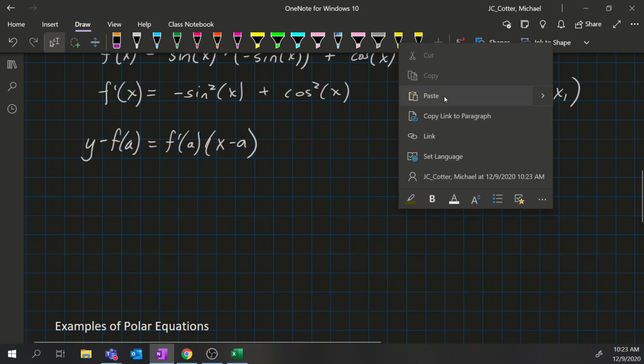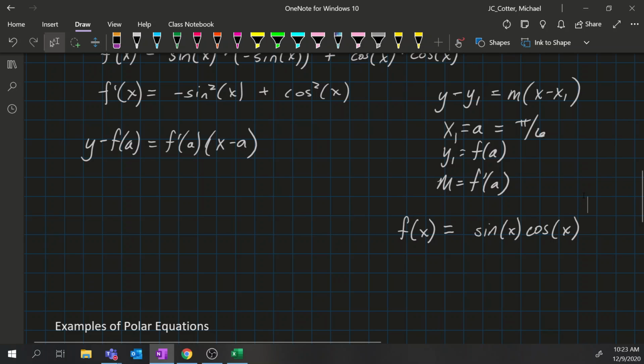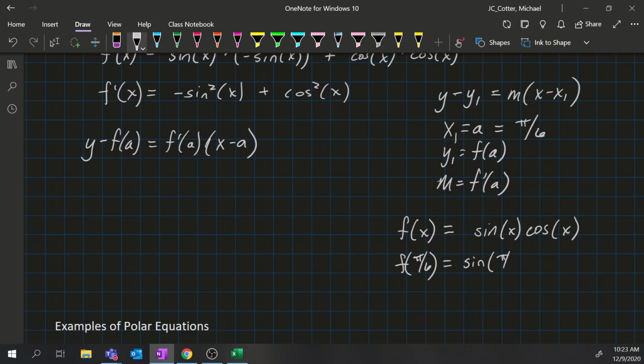So I'll do that over here. It gets a little messy because I'm trying to put everything on one screen so you can see it all. So f of pi over 6 is sine pi over 6 times cosine pi over 6. Sine of pi over 6 is 1/2. Cosine of pi over 6 is root 3 over 2. Multiply them together, you get root 3 over 4. Okay? So f of pi over 6 is root 3 over 4.